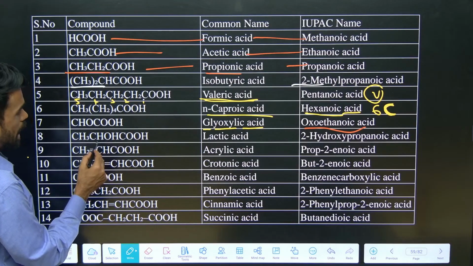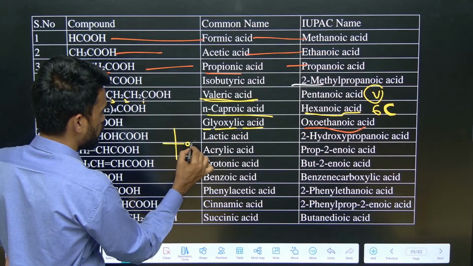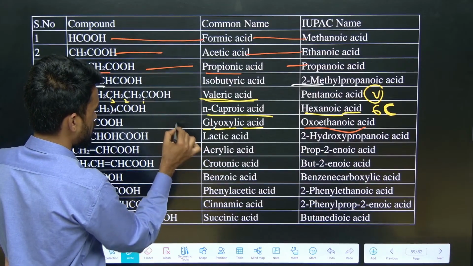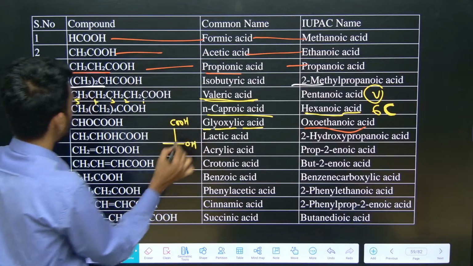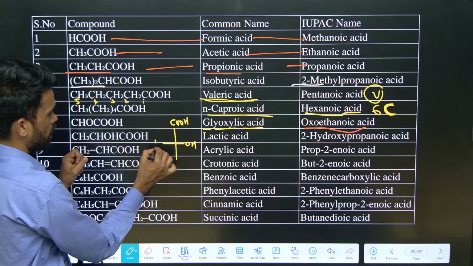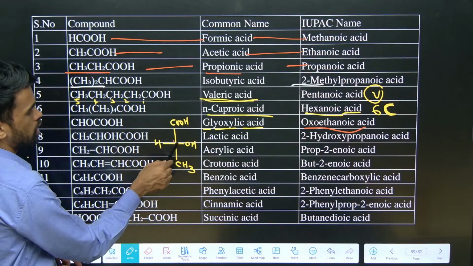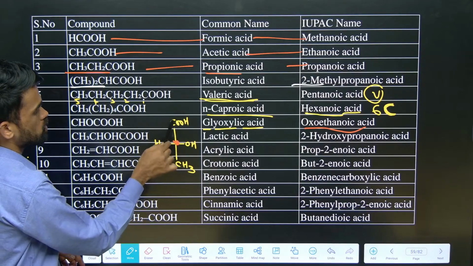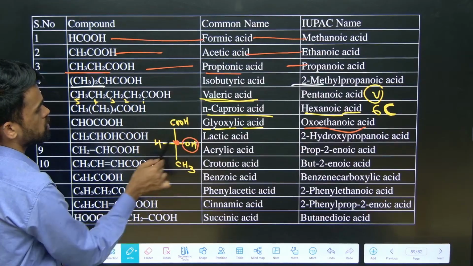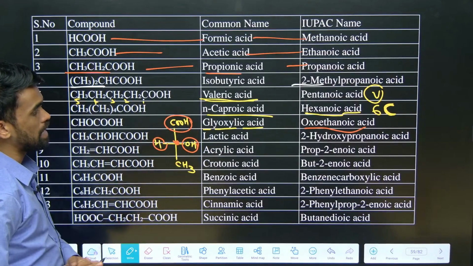So lactic acid. What is lactic acid? Again, more important. One side OH and the other side COOH, and we have one hydrogen, one CH3. Like this you can remember. See, how many carbons? 1, 2, 3, one OH, one H and COOH. So this is called lactic acid.